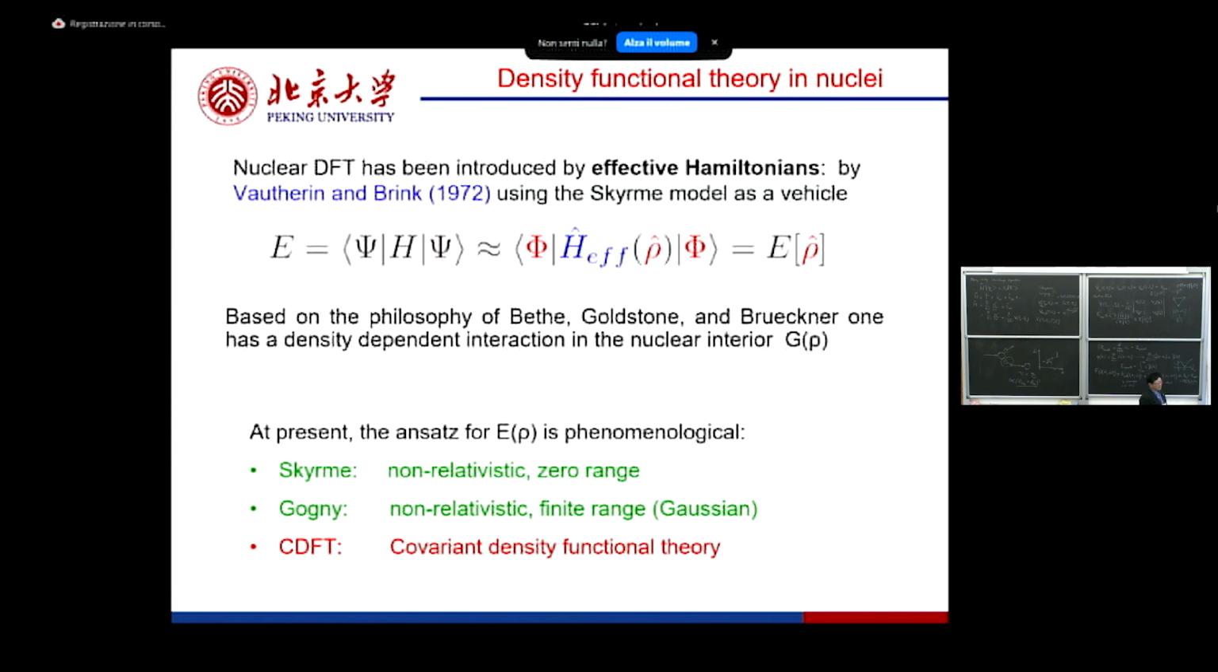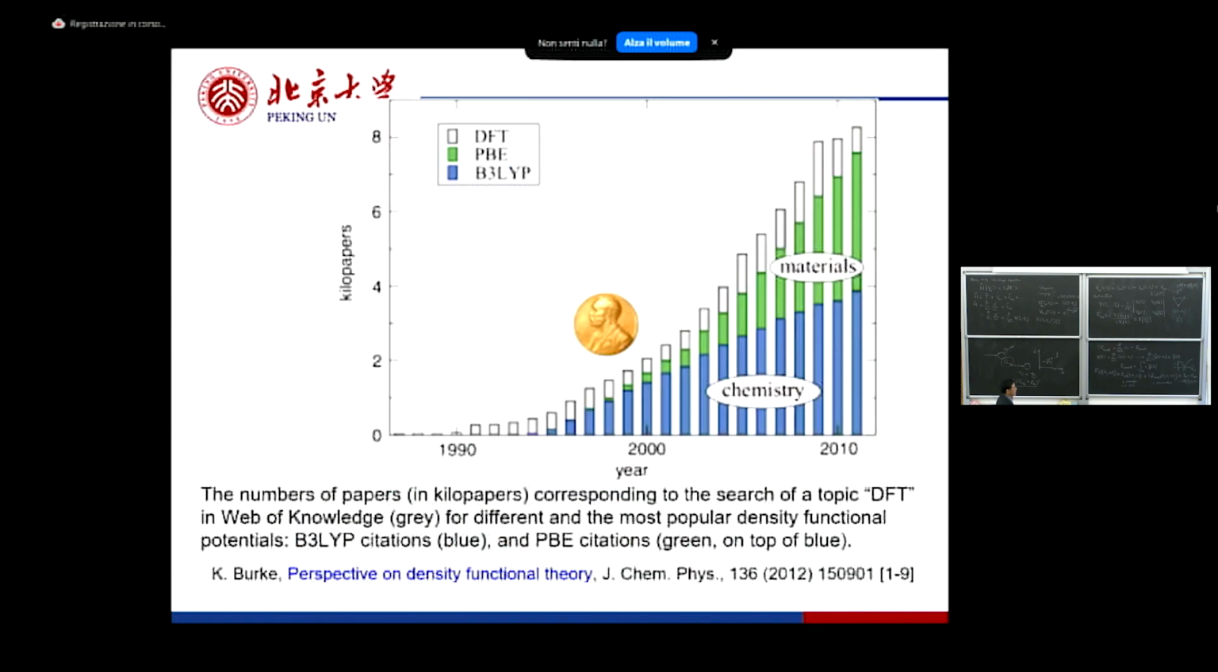Another way is the covariant density functional. And for the covariant density functional, I will tell you how it was developed. And then, of course, nowadays density functional theory is popularly used in different fields. From this paper by Burke in 2012, he has shown this figure, for example, of how popular the density functional was in chemistry and materials. So you will see a huge number of papers published per year in chemistry or in material science, right? Every year there are already several thousands. This only goes up to 2010.